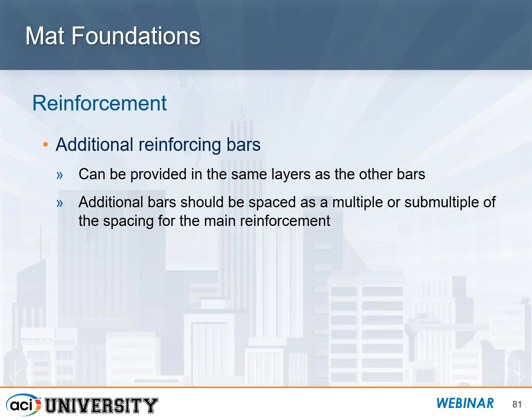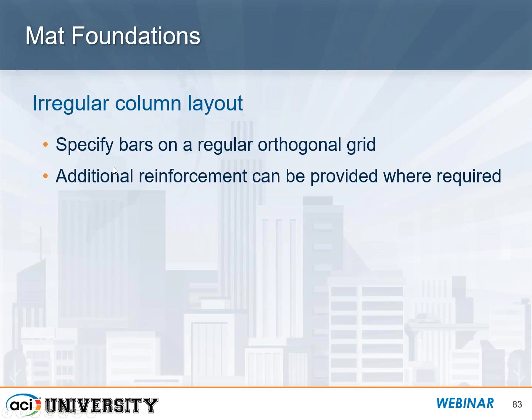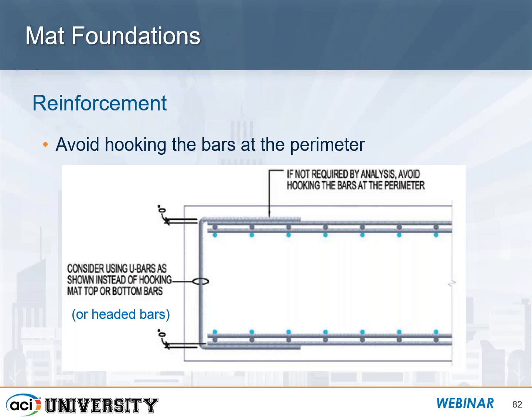Now, just like a two-way slab, we recommend having uniformly spaced mats, either the 2 or 4 mat arrangement as we showed. This helps a lot for constructability. If you need any additional bars, then you provide them where you need them, especially if you have an irregular column layout, which I wanted to show you here. Specify bars on that regular orthogonal grid, and then add bars where required, just as we talked about in our first session for a two-way slab.